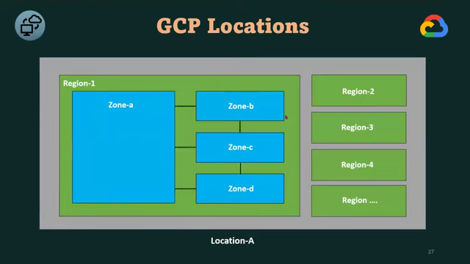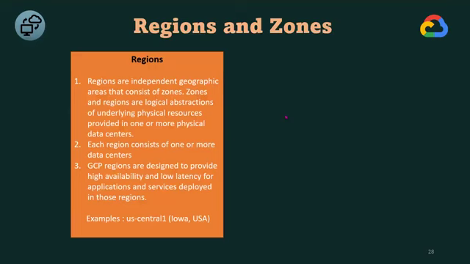Each zone is connected to one more zone via a high bandwidth network for fault tolerance and for replication purposes also. And each zone will have its resources. That's what we call a data center, and it will have virtual resources as well as physical resources. And we have seen what is region and what is zone.